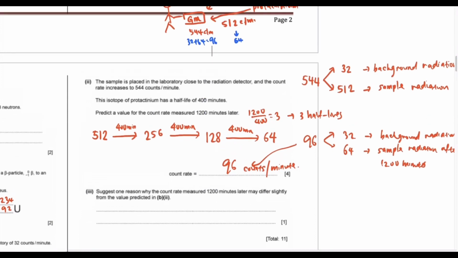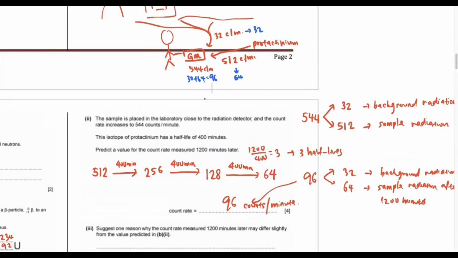I don't understand why you took 512 and found its half-life to 64. Can you say again what you are trying to ask? Why did you particularly choose to find the half-life of 512, the sample radiation? Oh, because it's written here. The protactinium has a half-life of 400 minutes. It is protactinium, the sample, which has this half-life. The background radiation is not the protactinium itself.